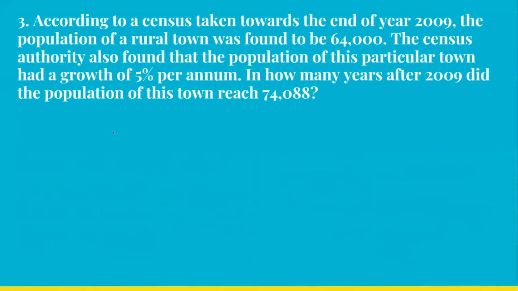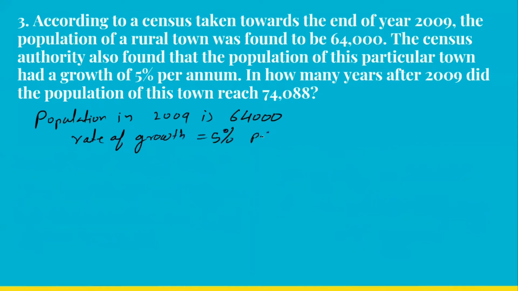Okay, so what are we understanding here? That the population in 2009 is 64,000. So let us note down. You have the population at the end of 2009 is 64,000. Then there is a rate of growth. So the rate of growth is 5% per annum, per year. Then we have to find N. In how many years does the population become 74,088?